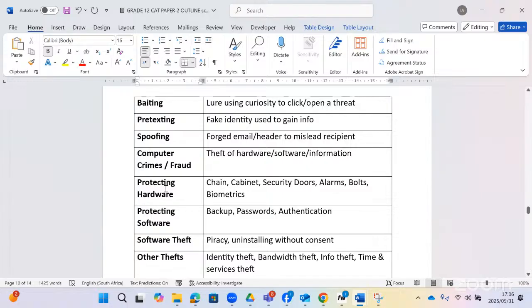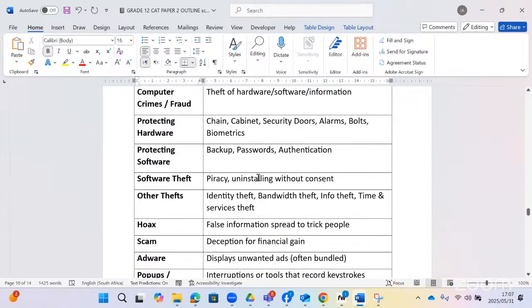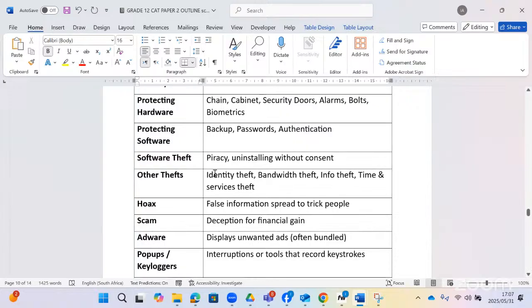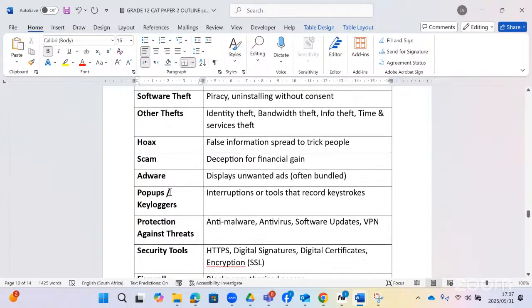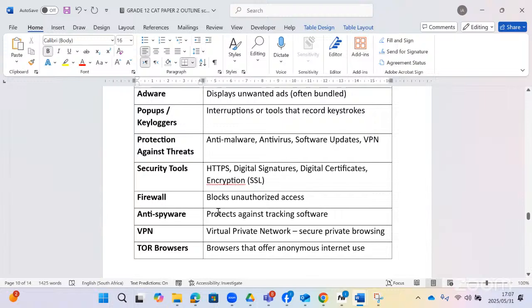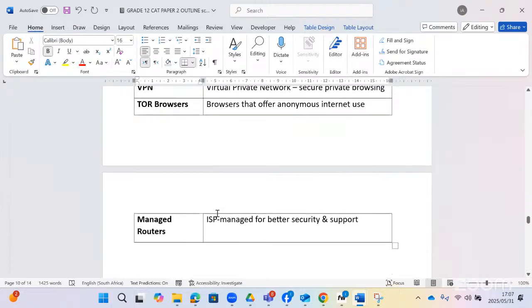Then protecting hardware, protecting software, like chaining, using cabinets, security doors, alarm systems, bolts, and then biometrics. And then software theft, how do you protect against it, like piracy and others? Then you must know all these, the hoax, the scam, adware, and all these. So for grade 12, you must know this for 10 marks. That is question number 7. You must know all this.